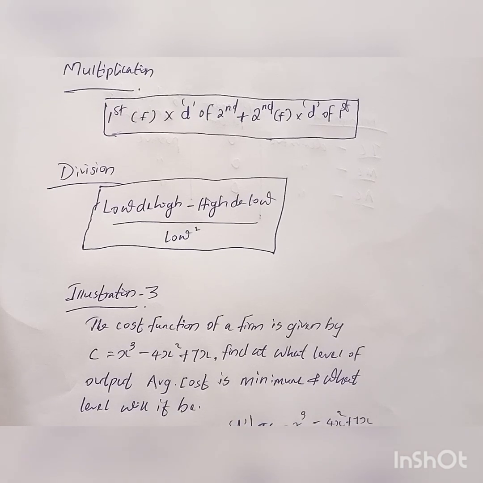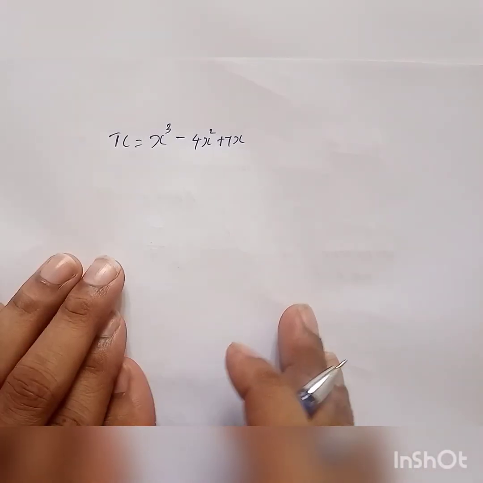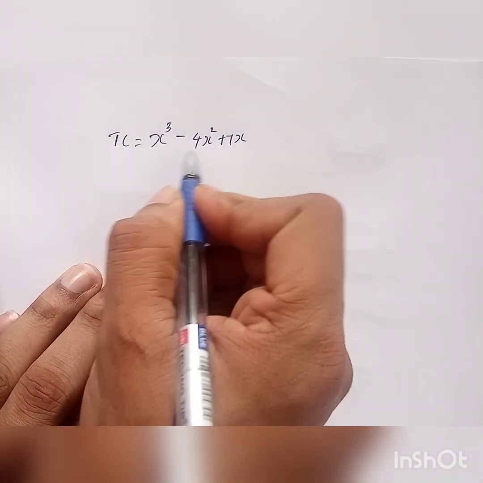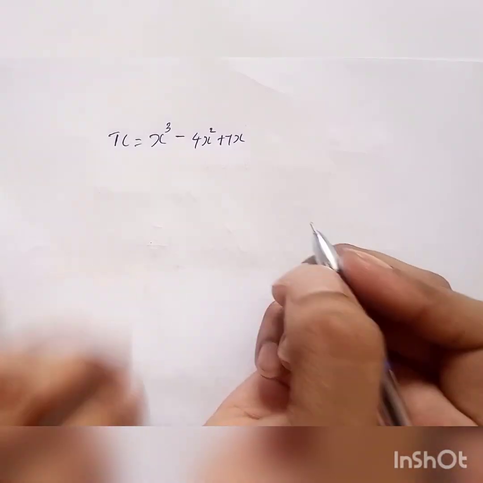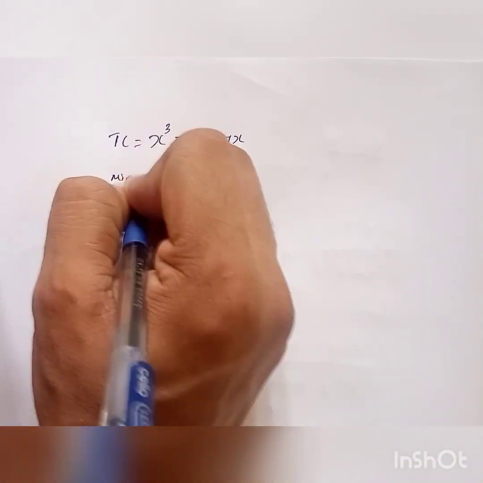So here the question is asking about what is the minimum average cost that the company is expected, and what level it will be, meaning what will be the amount. So here in the question, we are given the total cost function, and I am writing here the total cost function which is given in the question, which is x cube minus 4x square plus 7x.